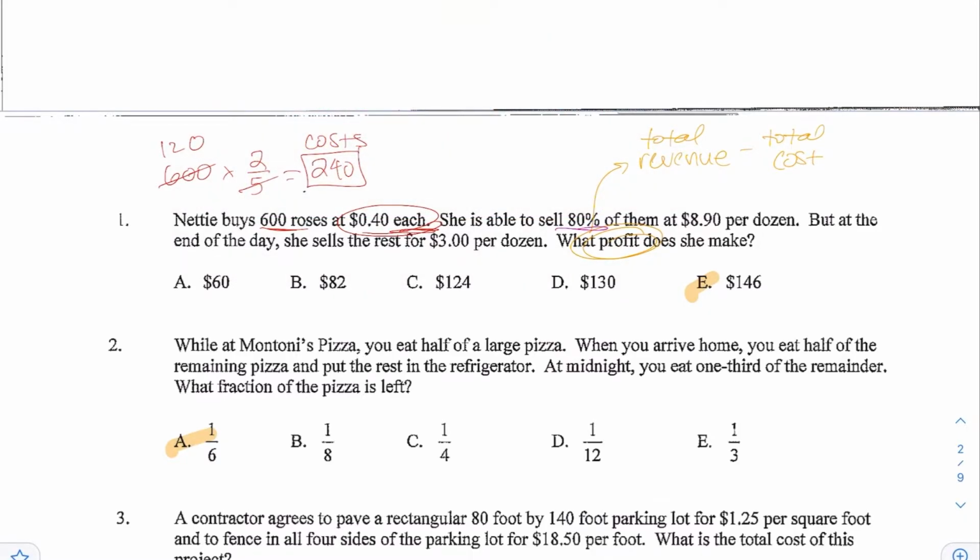Now she sells 80% of them, and of is the keyword there, and of means multiply. So 80% is 4/5. So she buys 600 roses, so she can sell 80% or 4/5 of the 600. So 600 and 5 cross cancel, and you get 120. And 120 times 4 is 480.